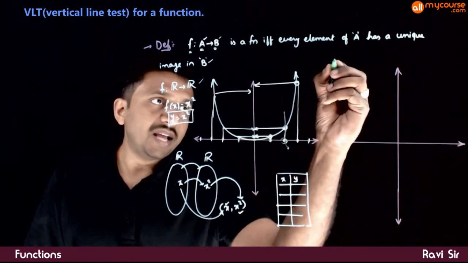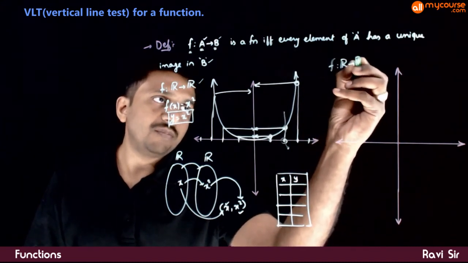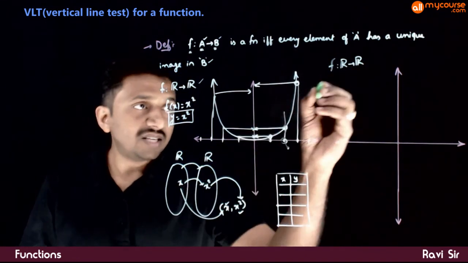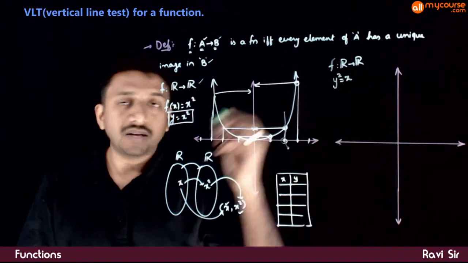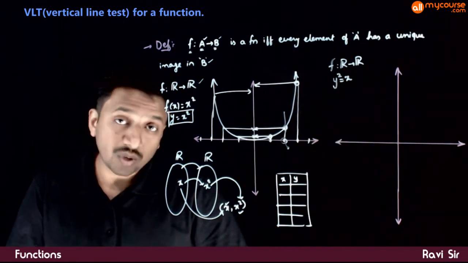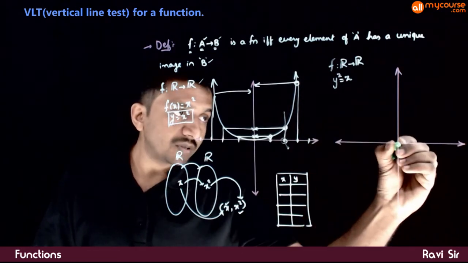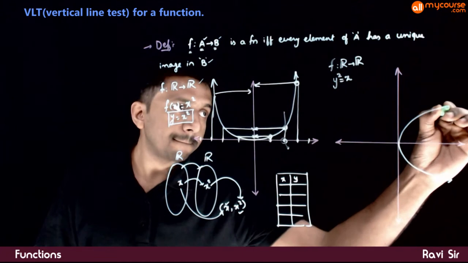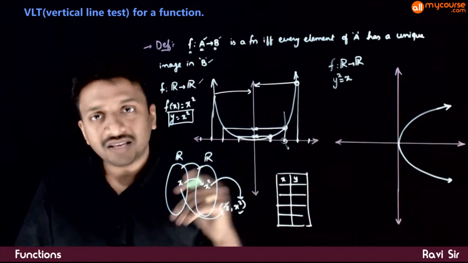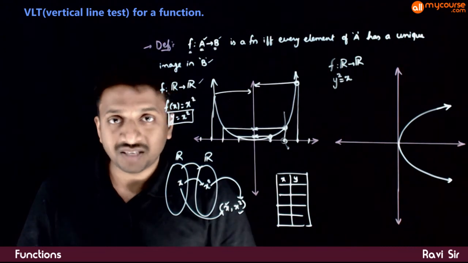For example, if you take another function, f is a function defined from real numbers to real numbers again. This time I say that y square is equal to x. If this is the relation, y square is equal to x, we know that the graph of this looks like this. It's a horizontal parabola. So does this relation represent a function?